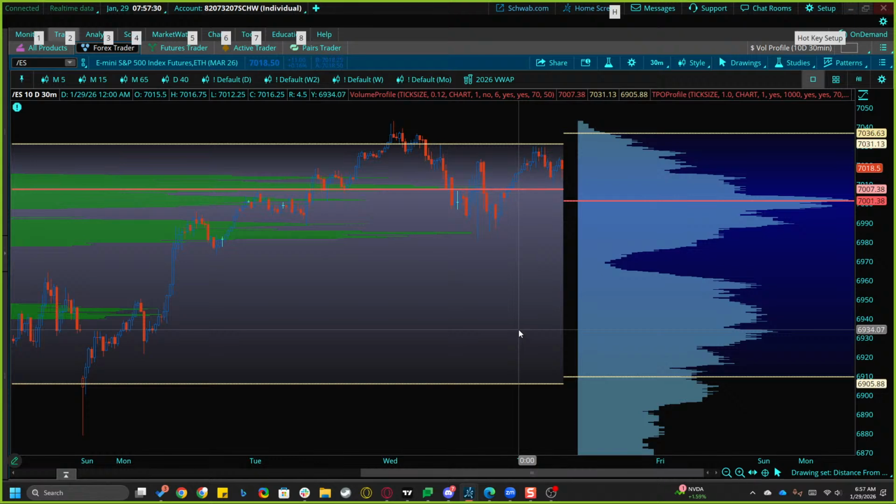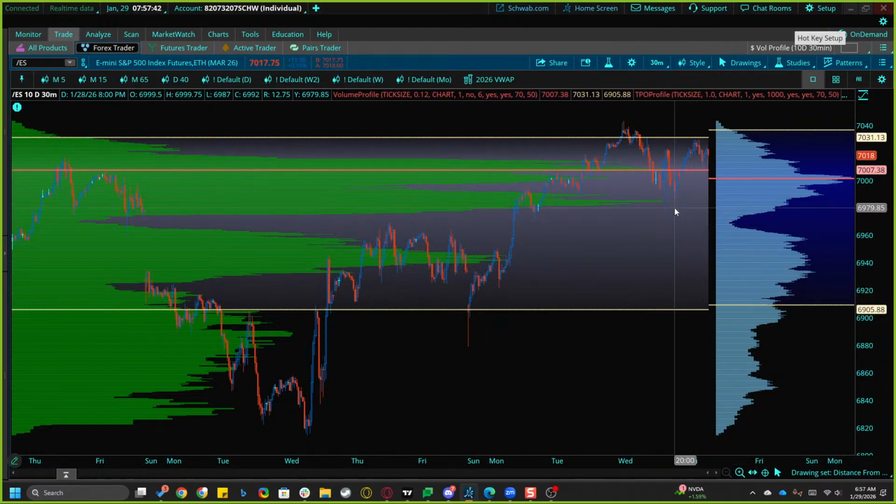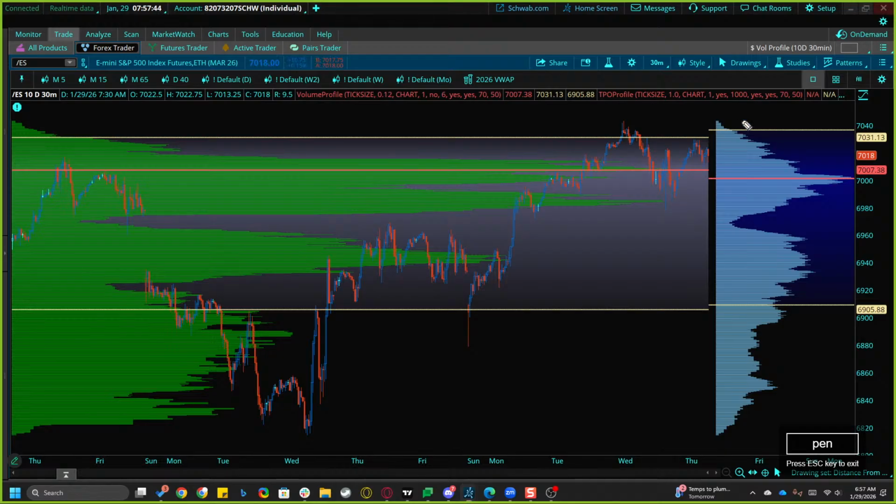10-day, 30-minute volume profile and TPO. The point of control for both of these are still lined up really well. The volume profile looks like trash. TPO is at least looking better. We've got a nice distribution up in this area here, and then it all starts to get kind of ugly down here.